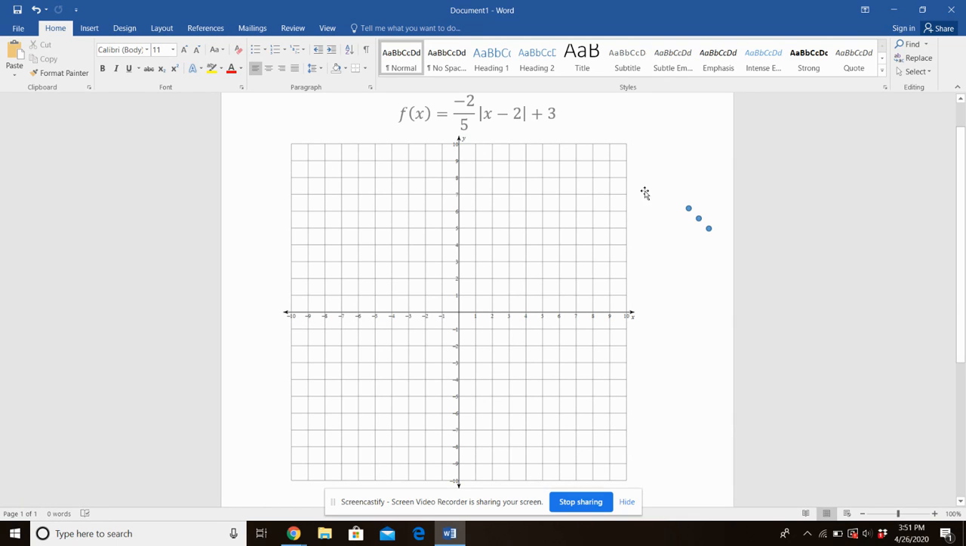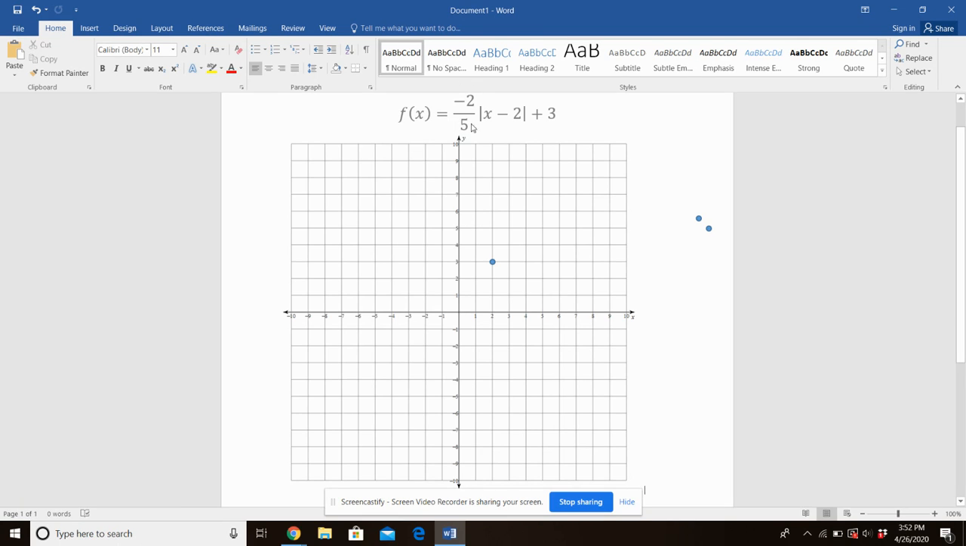So starting off again with our vertex. Inside the absolute value bars, it says -2, which tells me I'm going to move to the right 2, always opposite. And then +3 tells me I'm going to move up 3. So I'm going to take my dot and start at the origin. I'm going to move to the right 1, 2 units, and then up 3, 1, 2, 3, and that'll be my vertex.